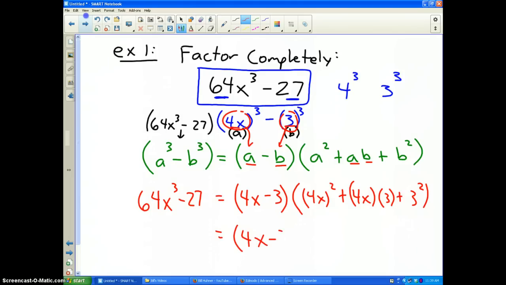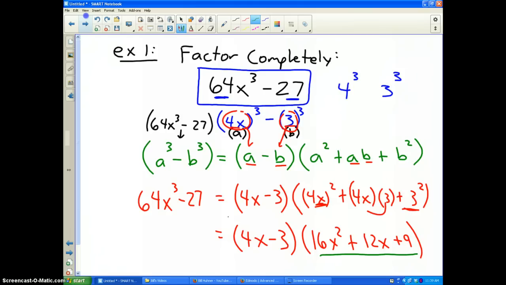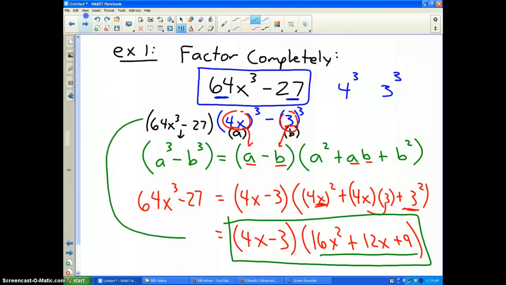This becomes 4x minus 3 is the first factor, and the second factor would be 16x squared, because 4x times 4x is 16x squared, plus 3 times 4x is 12x, and last is plus 3 squared, which is 9. And what I'm going to underline in green, this will not be factorable. So therefore, in the box are my two factors for this special case. This was a case a cubed minus b cubed, and those would be its two factors. Now, if you have further questions about that, please ask me in class. But that's case number one, special case number one.